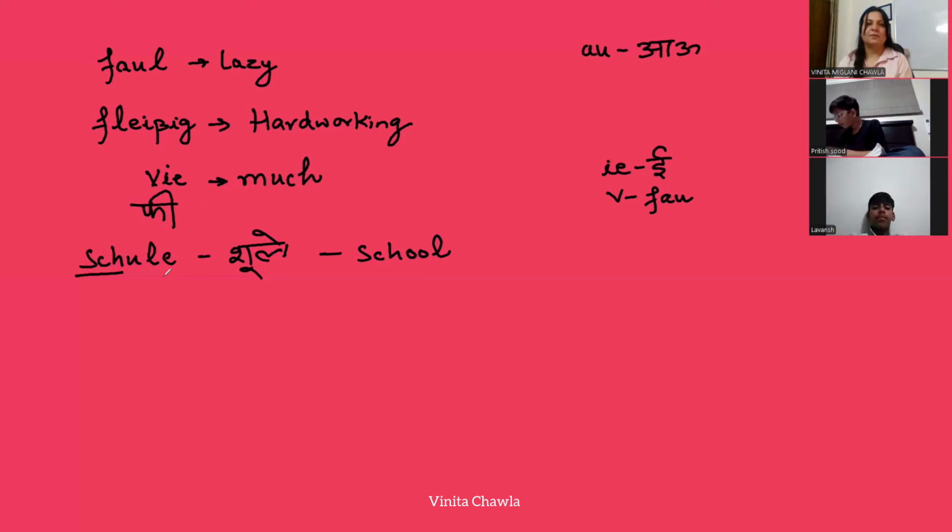Okay, next one more word. How are you going to pronounce it? IE is E. Kind. Kind means child. Kindergarten we say, right? Kind means child.